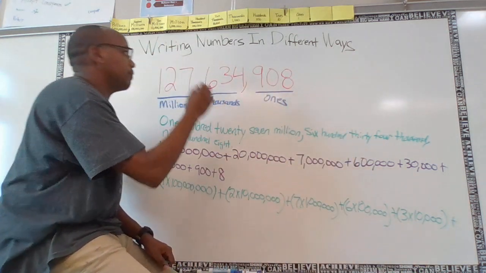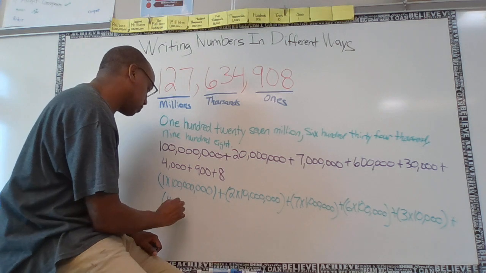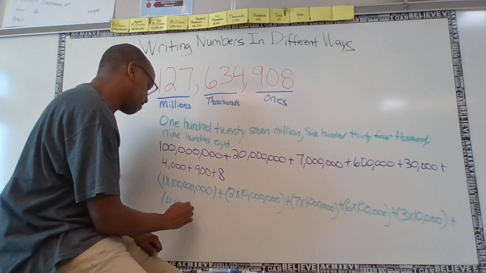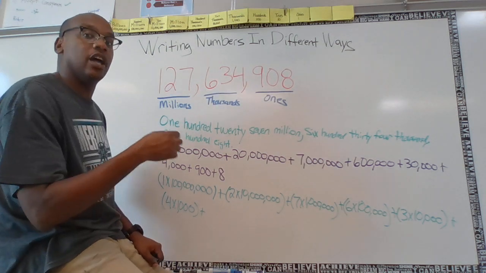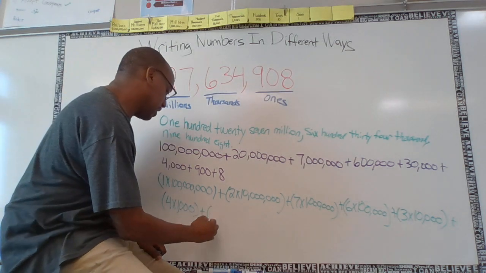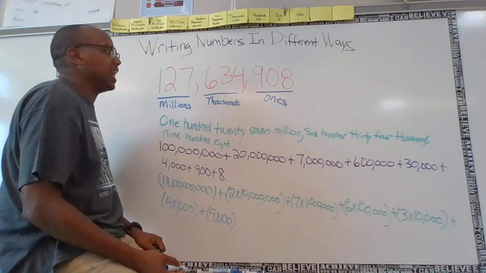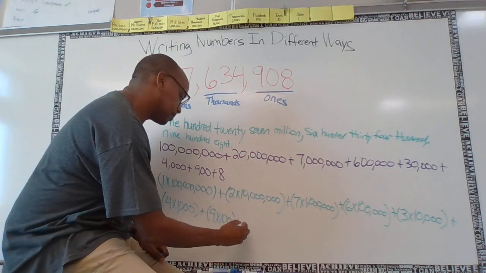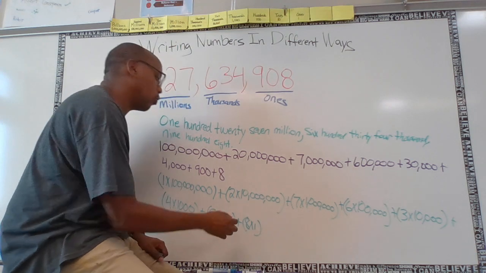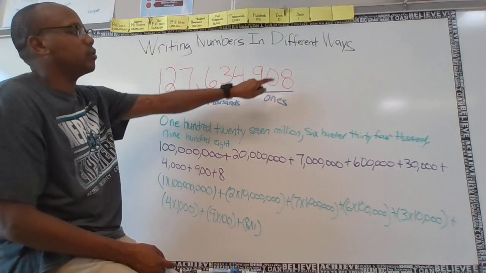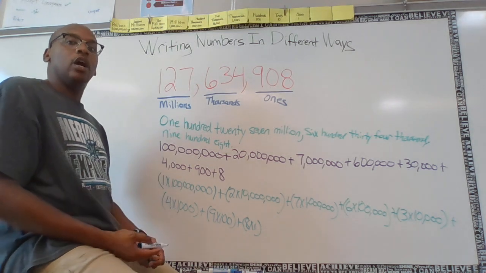Plus the 4 is in the thousands place. That's parentheses 4 times 1,000, plus the 9 is in the hundreds place, plus 9 times 100. And lastly, I have plus 8 times 1 because the 8 is in the ones place. Again, I disregard that 0 in the tens place because it has no value.